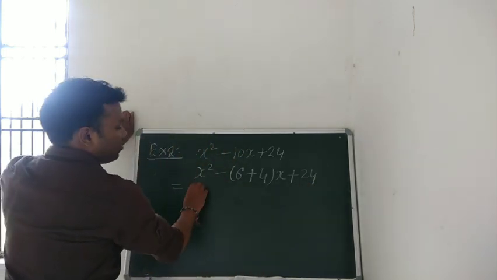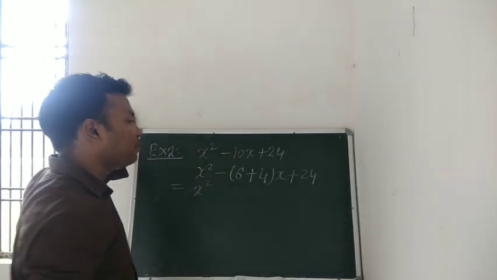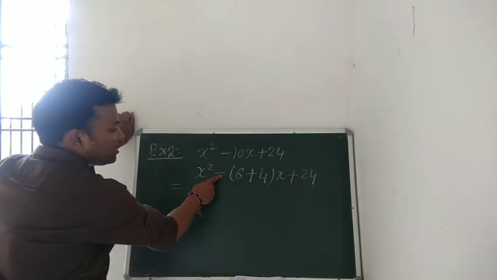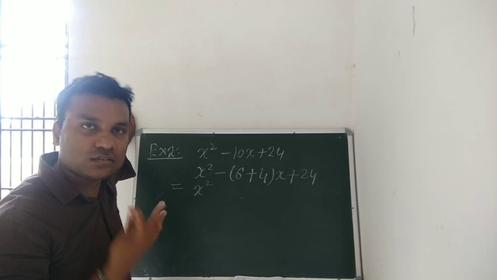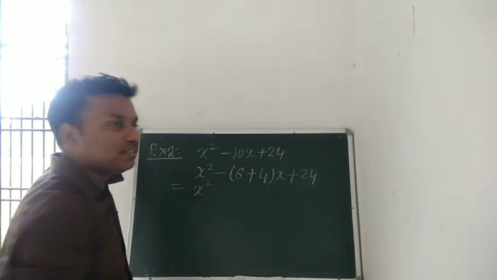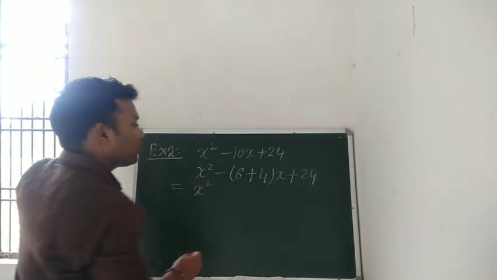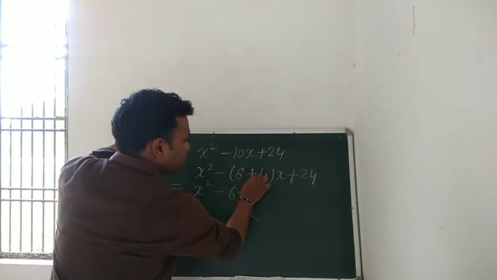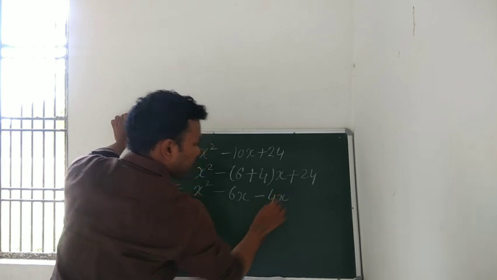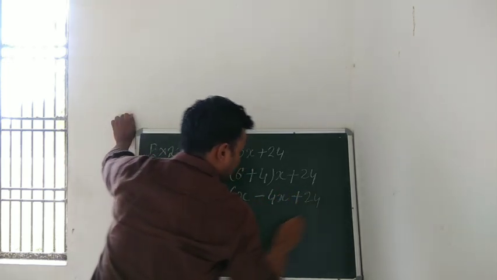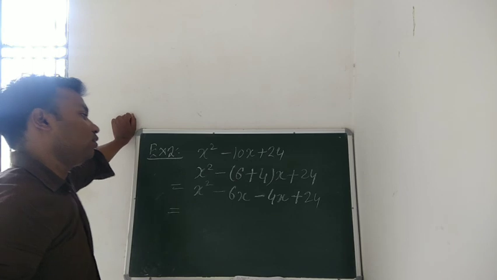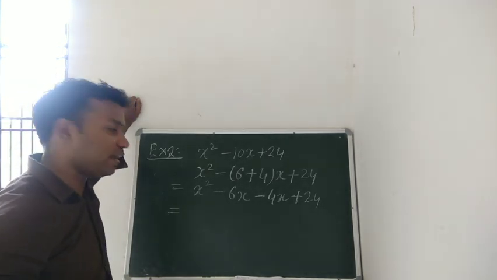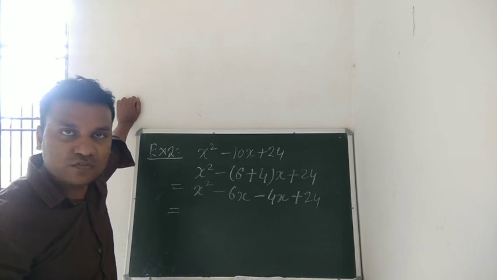When we open the bracket, we will multiply the term inside the bracket with the term outside the bracket, and because there is a negative sign before the bracket, according to the rule of brackets, all the terms inside the bracket will change their sign. So we'll get minus 6 into x, minus 6x, minus into plus, that is minus 4 into x, minus 4x, plus 24. Now we have 4 terms and we have to group the terms so that we can get a compound factor as a common.